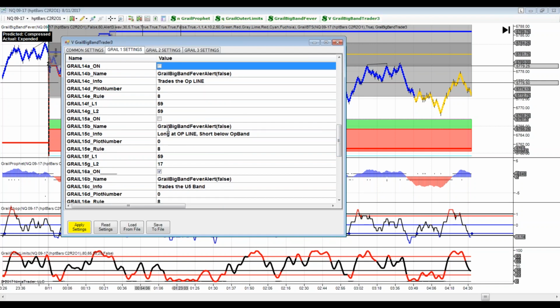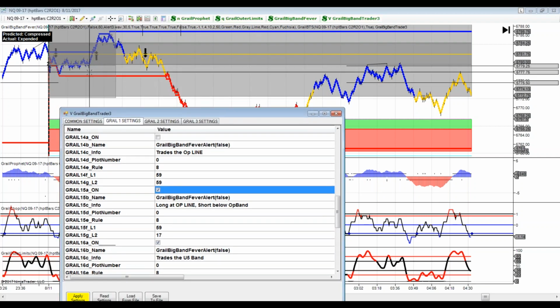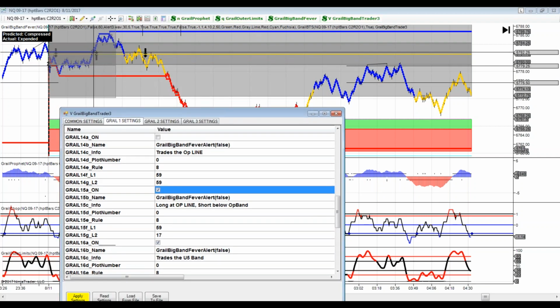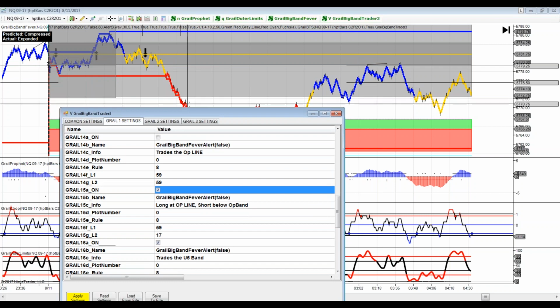trading long at the OP line here, and so it's going to go long above the line but short below the band. And what that basically means is if it closes above the line, it's going to be a long, but it won't go short again till you close below the line here.